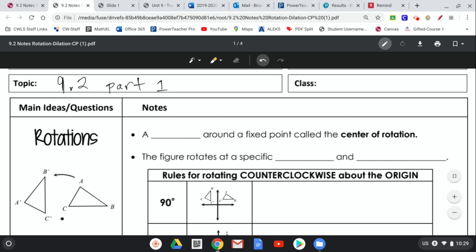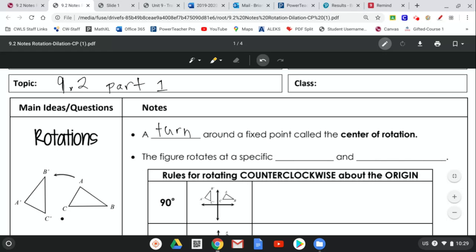All right, guys. So we are moving on to section 9.2. Section 9.2, there's two parts. The first part is rotation. The second part is dilation, okay? So rotation is just a turn. So you're just turning the object, all right?